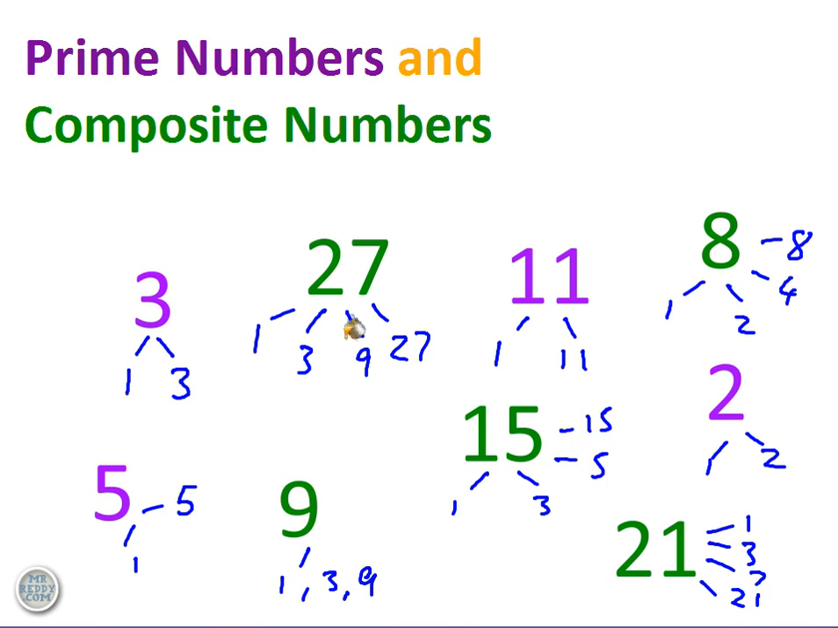Okay, so a prime number then is a number that has two factors, and only two factors. The number 1 and the number itself. So for example, let's take 11. It has two factors, 1 and 11. 1 and the number itself. What about 2? Yes, it has two factors, 1 and the number itself. What about 5? Yep, 1 and the number itself.